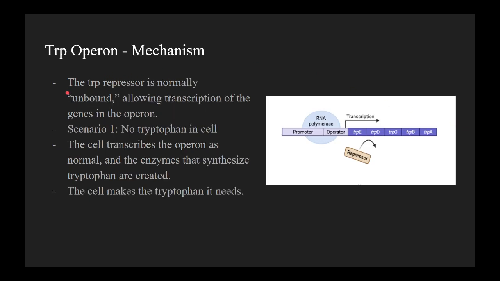So let's look at the mechanism. Like I said, the trp repressor is normally unbound, allowing transcription of the genes in the operon. So scenario 1, no tryptophan in the cell. The repressor is not bound normally, right? Because the operon is normally on. So this repressor is just floating around, and then RNA polymerase can come up and transcribe and make these enzymes that synthesize tryptophan. So this is when we have no tryptophan, right?